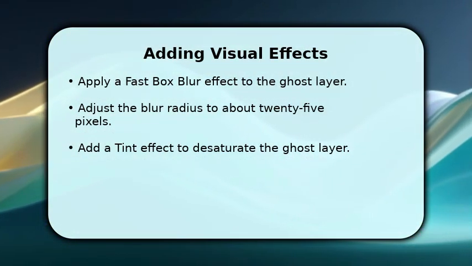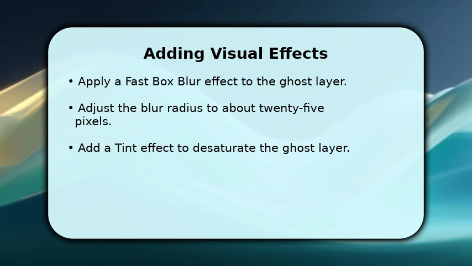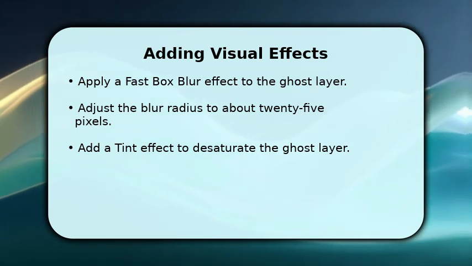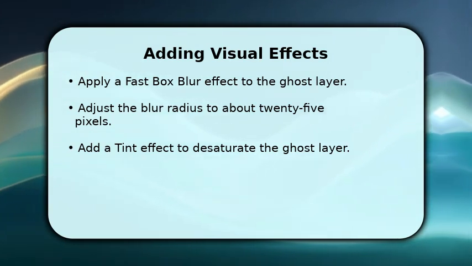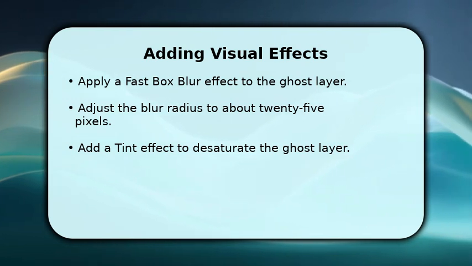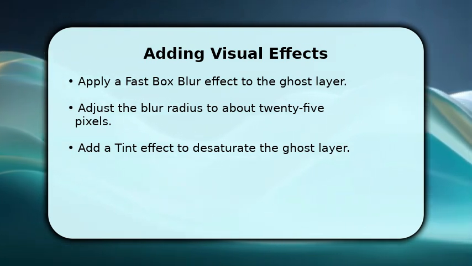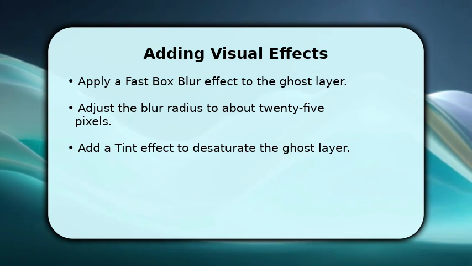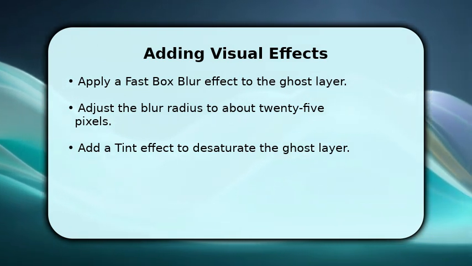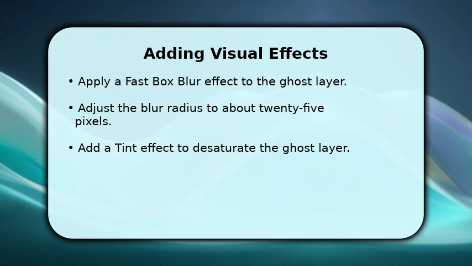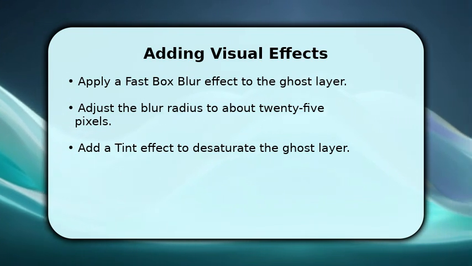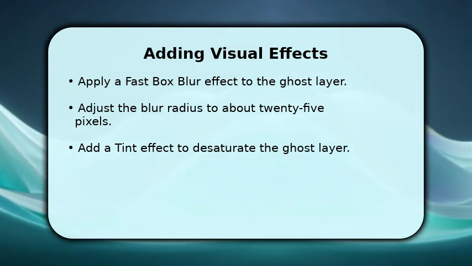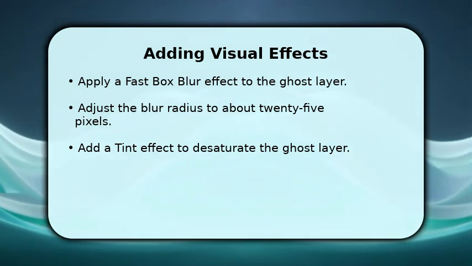Now, let's add some visual effects to our Ghost Zoom Element layer. First, apply a fast box blur effect. Set the blur radius to around 25 pixels to create a soft, ethereal look. Next, add a tint effect to desaturate the colors, giving it a more ghostly appearance. You can also add a slight glow effect for extra visual impact, making it truly stand out.